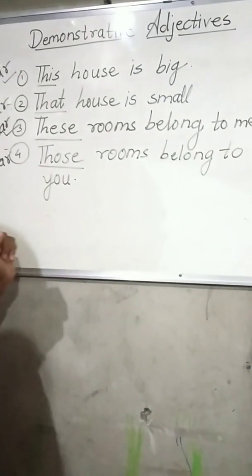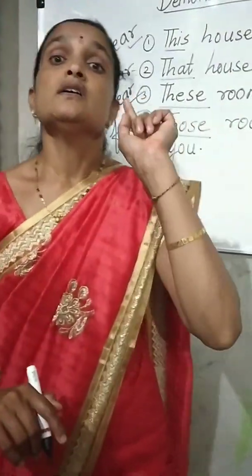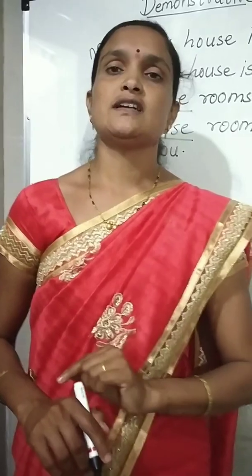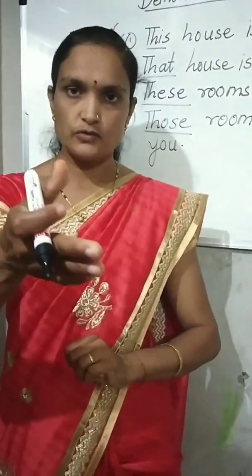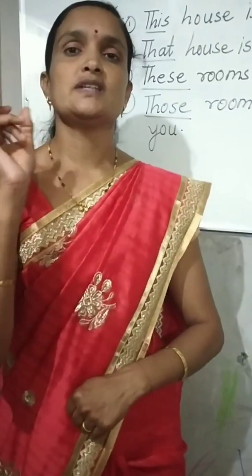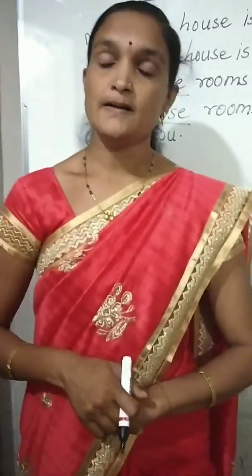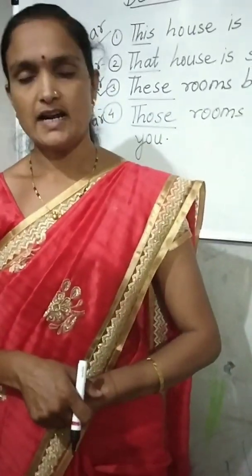Is it clear for you? So once again let me tell you what is meant by demonstrative adjective. When you are using the adjective to point out something or to show something, at that time you are using words like this, that, these, those. These are the demonstrative adjectives.